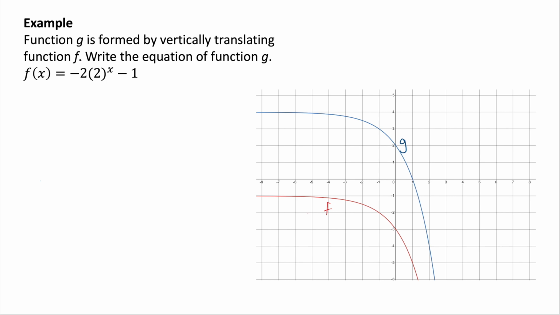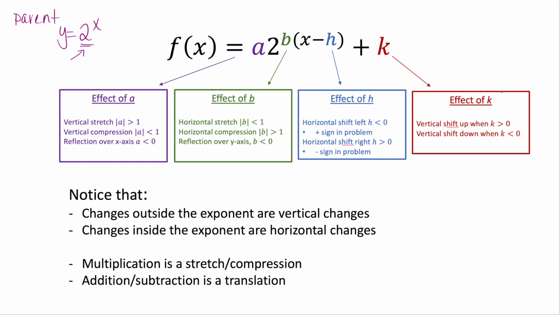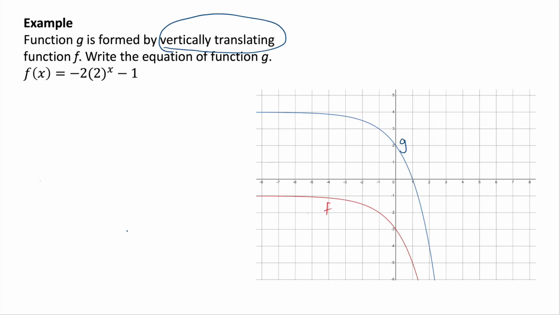Function g is formed by vertically translating function f. Write the equation of function g. It tells us that f of x equals negative 2 times 2 to the x minus 1. Okay, so what we're going to do is a vertical translation. Remember from back when we talked about the equation, to vertically translate something, we're moving it up or down, so we need to change the value of k. So we want to think about how k is being affected between function f and function g.